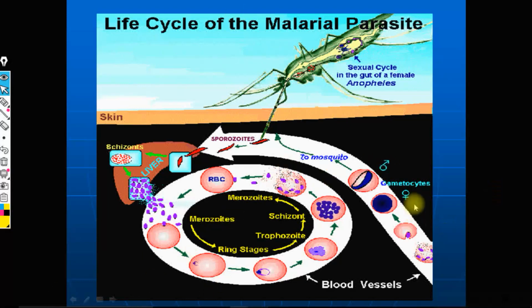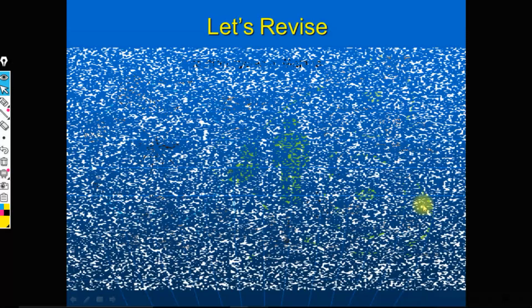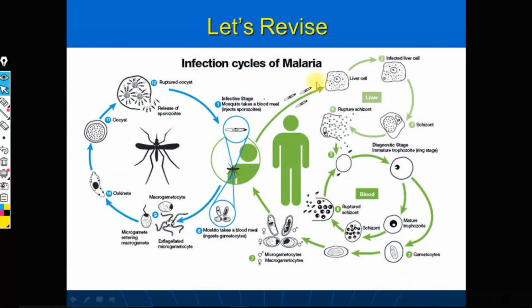Let's check one more diagram that will give you more idea. Let's revise with a new diagram. You can see the Plasmodium which is present in the mosquito. This is the mosquito bite, through which it has entered the blood circulation. Within a few minutes it will go into the liver and infect liver cells, leading to schizogony, and then they will rupture.